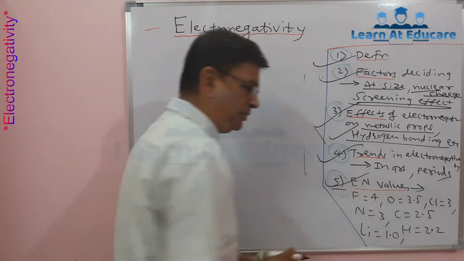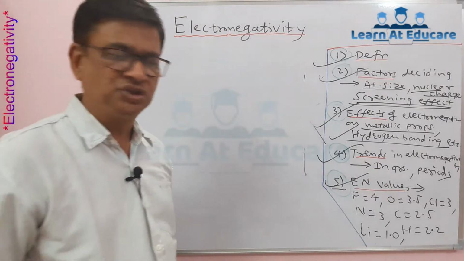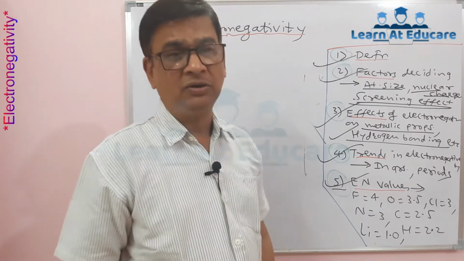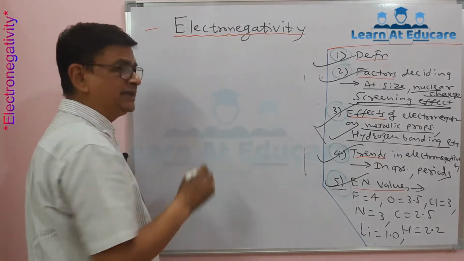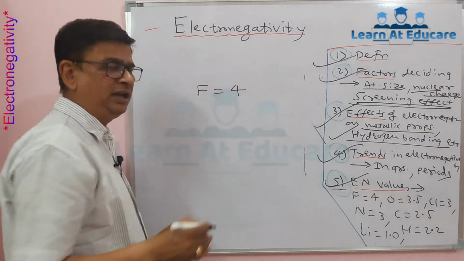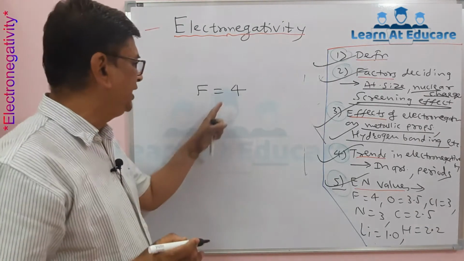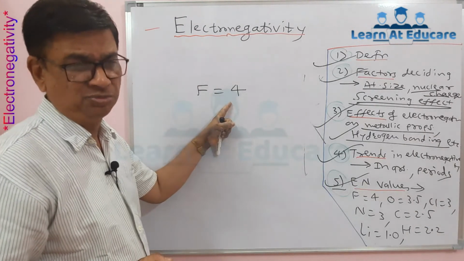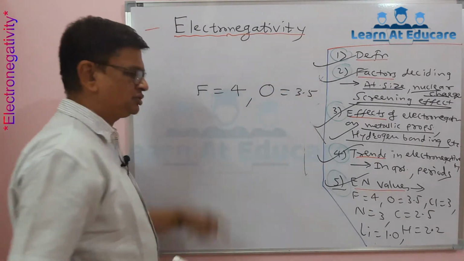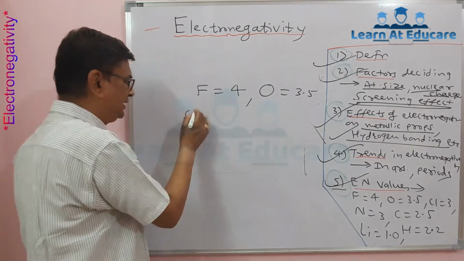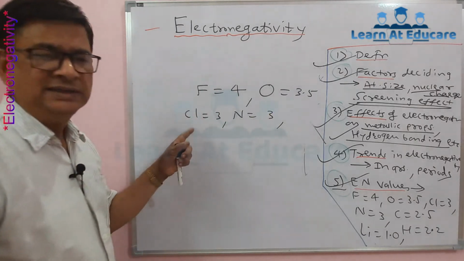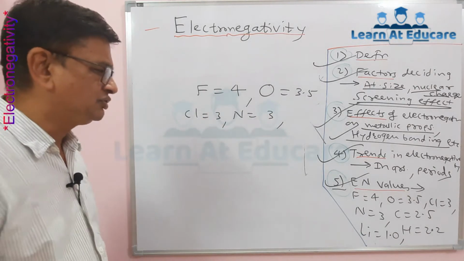Then there are some particular elements whose electronegativity values a student should know when studying chemistry. Remember, on the Pauling scale, fluorine has the highest electronegativity of all the elements in the periodic table, and its electronegativity value is 4. Then comes oxygen, with an electronegativity value of 3.5. Then there are two elements, chlorine and nitrogen, which have the same electronegativity value, 3 each.